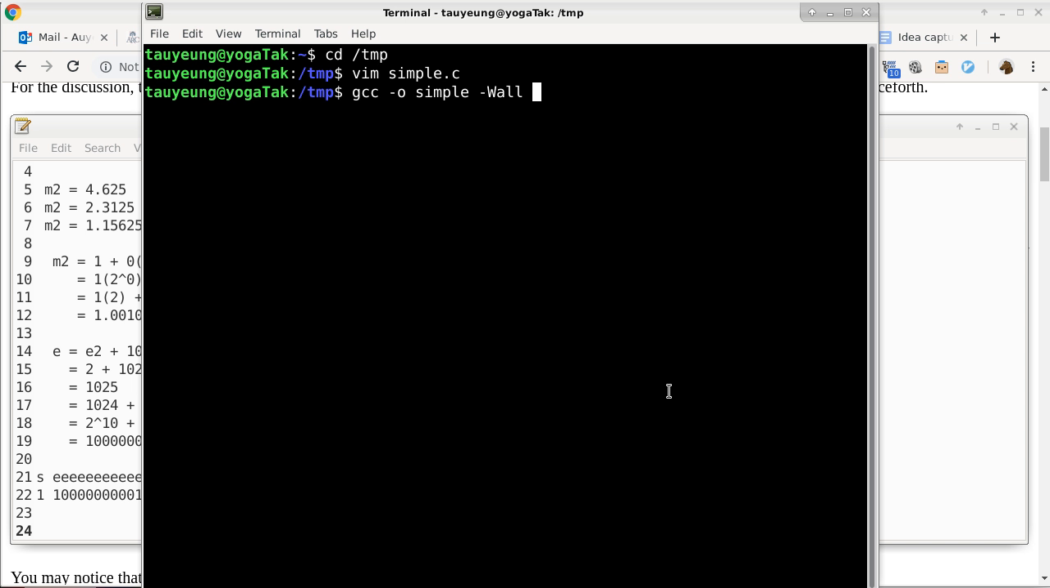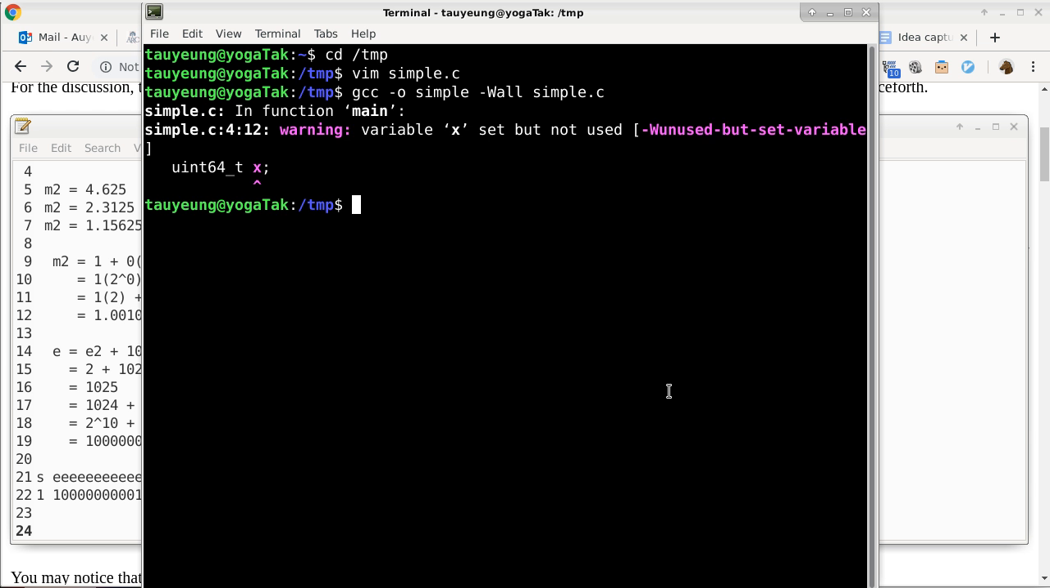Okay, I think that's it. Apply. So it gives me a warning. It says variable x is set, which means I assign a value to x, but it was never used. It was never read. It's not a big deal.